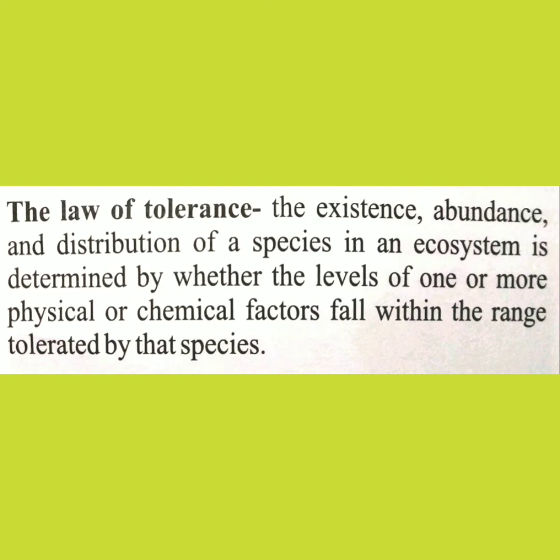Next is the law of tolerance. The existence, abundance, and distribution of a species in an ecosystem is determined by whether the level of one or more physical or chemical factors falls within the range tolerated by that species. Means, this law states that the abundance and distribution of an organism can be controlled by certain factors such as climate, some biological requirements, etc., where the level of these exceeds the maximum or minimum limits of tolerance of that species. For example, if the climate becomes too hot or too cold, then some of the species may not be able to survive. So the temperature would be the limiting factor then. So temperature should fall within the range that could be tolerated by that species.